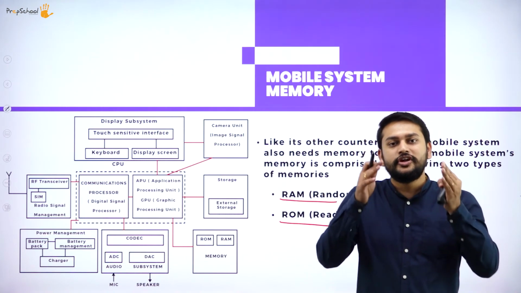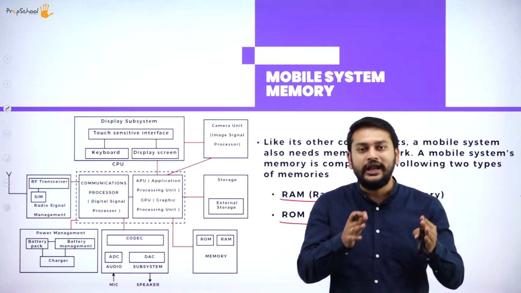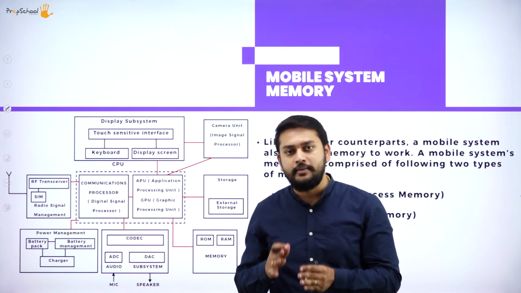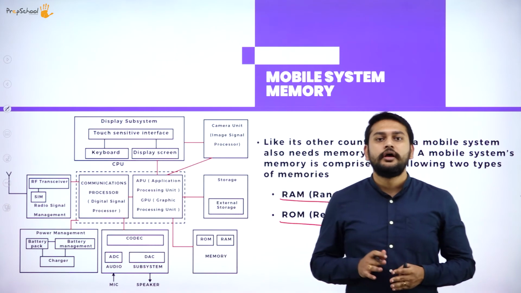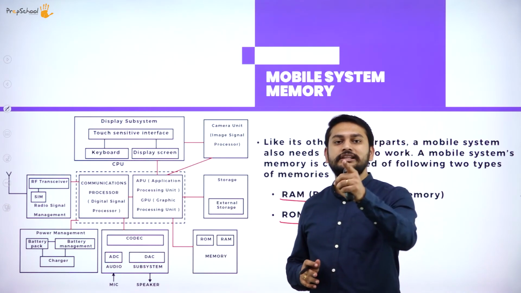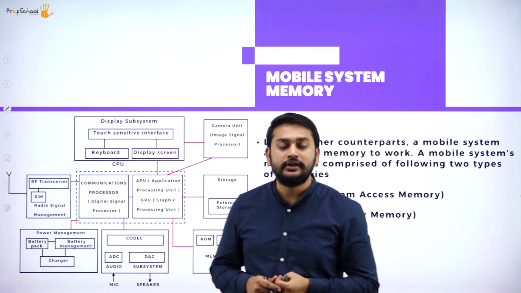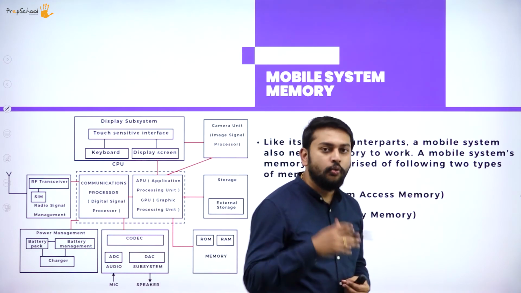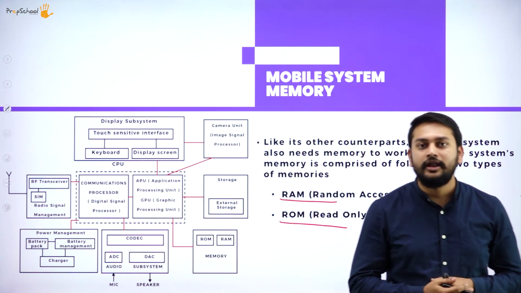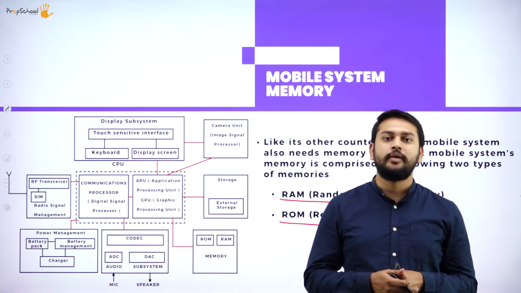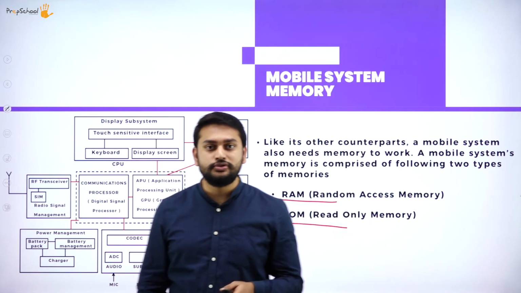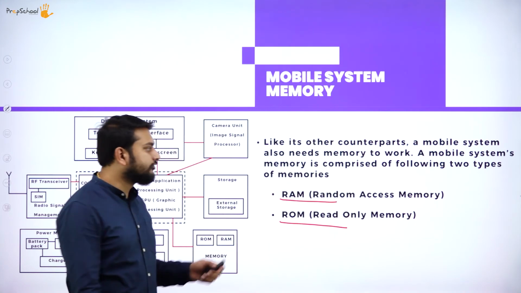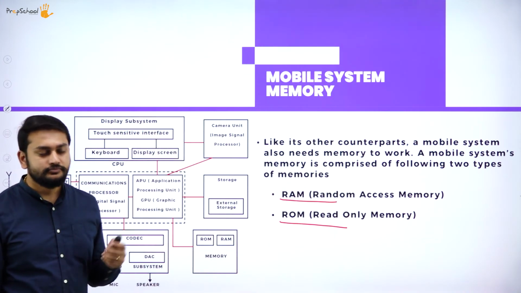Once the execution of the application is done, it will be removed from the RAM. So RAM is a volatile memory, nothing will be stored permanently inside the RAM. But when it comes to ROM, ROM works as a non-volatile memory and it stores the data permanently. So that's what you need to remember when it comes to the RAM and ROM of the mobile system.